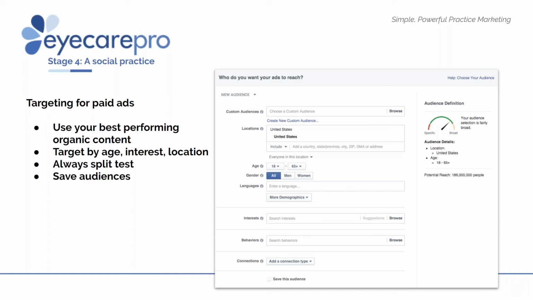You can target by interest. So you can say, I want to target women between the age of 30 and 35 that are interested in fashion, that are interested in outdoors, and that's going to be my audience for this brand of sunglasses.